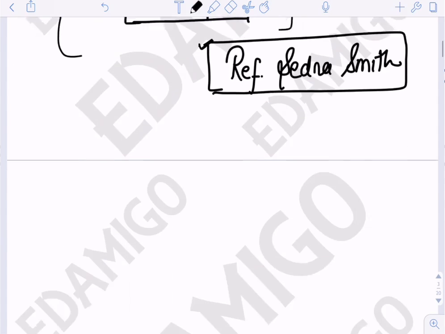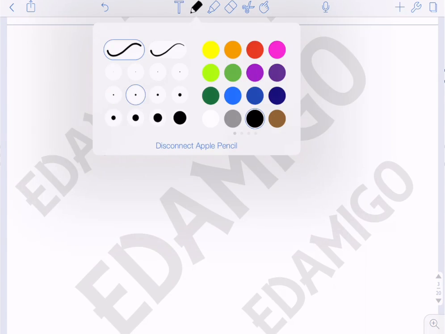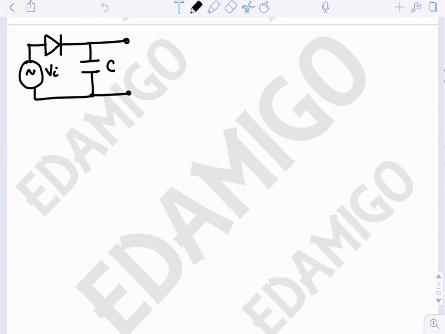So first of all, let's solve the circuit. This is a diode. First of all, let us solve the ideal case. This is a capacitor, this is the input Vi, and there is no resistance connected across the capacitor. This is the output voltage.